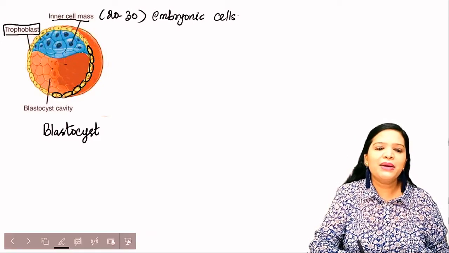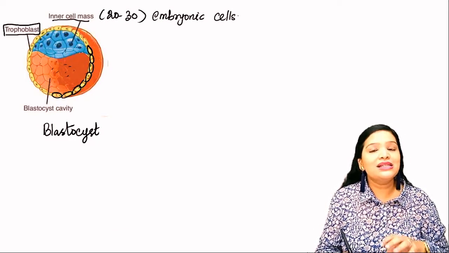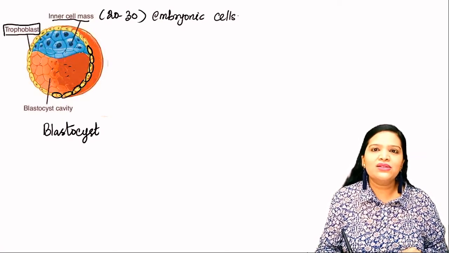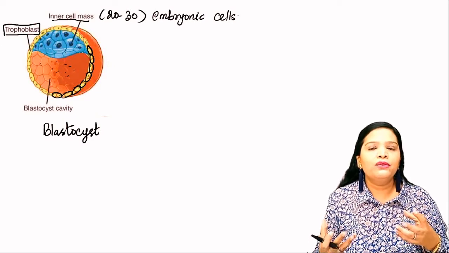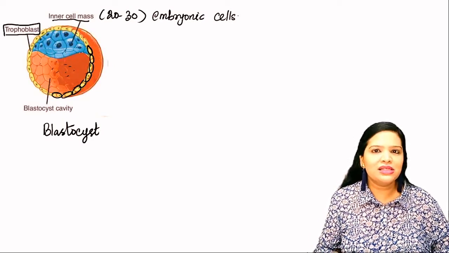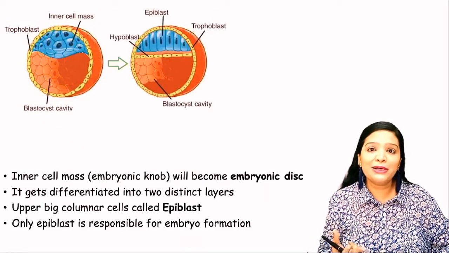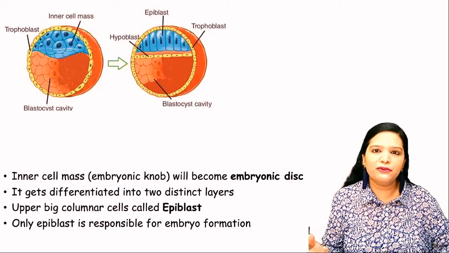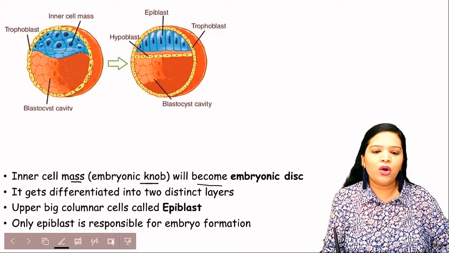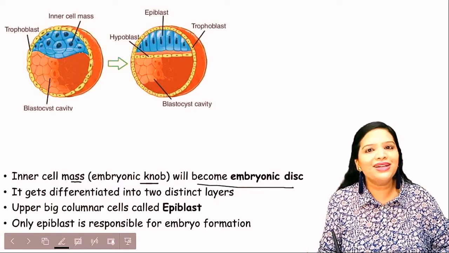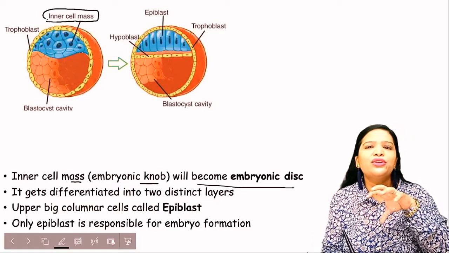Now, inside the blastocyst, there is an empty hollow space that is called the blastocyst cavity. In the blastocyst cavity, uterine milk, a liquid or fluid, is present. Now, what is going to happen when the blastocyst develops into gastrula? The first thing, the inner cell mass, also called the embryonic knob, will now become an embryonic disc. See here, initially this inner cell mass is just a group of cells.